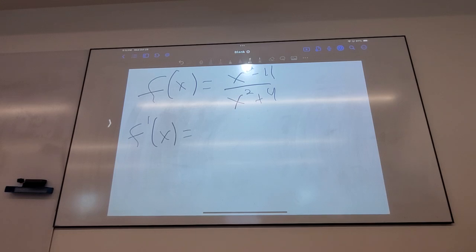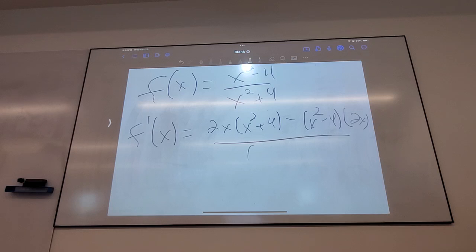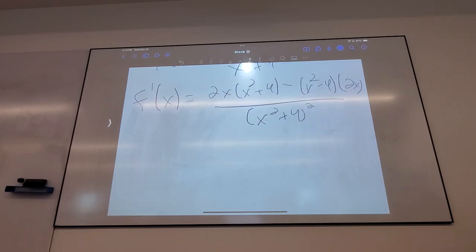Quotient rule. So I'm going to do it a little quickly. Top first, so 2x times bottom minus top times derivative of the bottom, all over bottom squared. So then I get 2x cubed minus 2x cubed, you see that? So then I get 8x plus 8x, I get 16x over x squared plus 4. Is that what you got, Sarah?